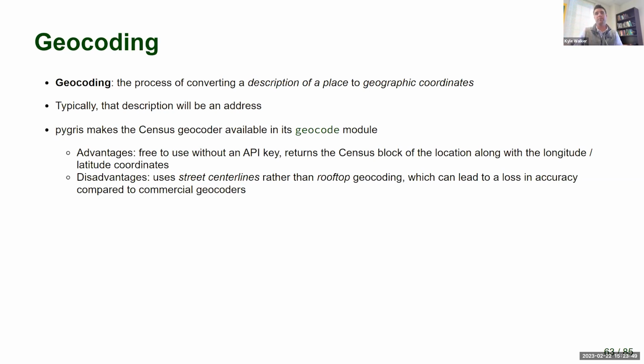Whereas Google and commercial providers will use a mix of rooftop and point-based geocoding and street centerlines geocoding as a fallback. So Google will typically know the exact building to put the point on top of, whereas the Census Geocoder doesn't have any knowledge of the buildings. So it'll try to figure out along the street where it is. That is a major limitation. But I have built the census geocoding functionality into pygris for those of you who would like to use it. So if you need some of those advantages and you're okay with the disadvantages, it's a pretty nice option.